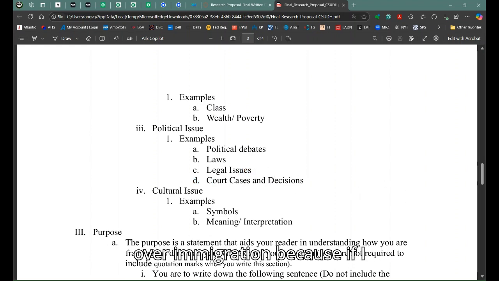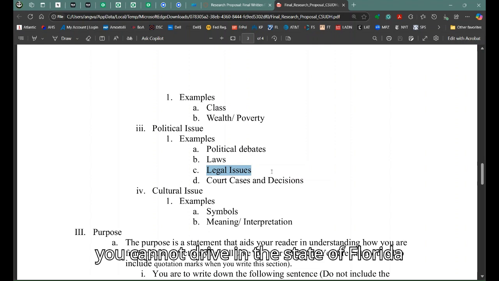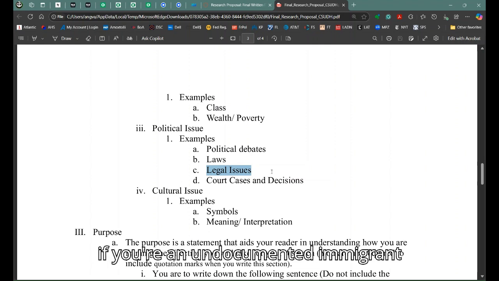Another legal issue would be immigration. If I remember correctly, this month or next month in Florida, a law takes effect that you cannot drive in the state of Florida if you're an undocumented immigrant.